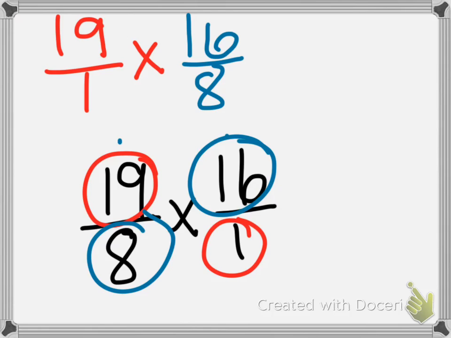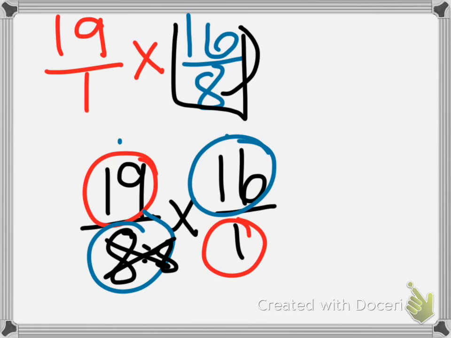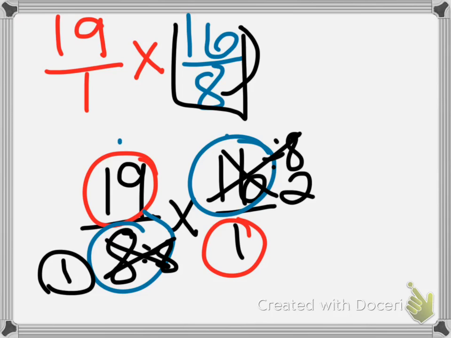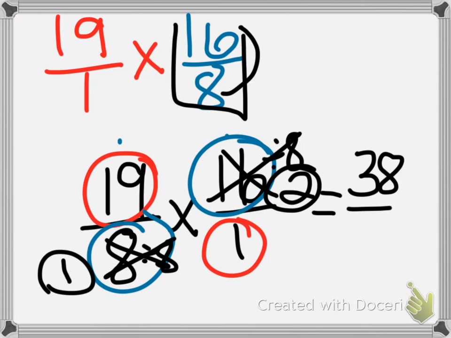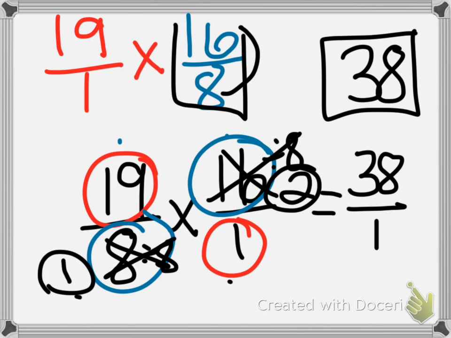That's why I'm able to do this. But I'm looking at this number right here, and I know that I can simplify that. I know that 8 can go into 8 one time. So 8 divided by 8 is my new one, a 1. And 8 can go into 16 2 times. Now what I'm left with is 19 times 2, which is 38, and 1 times 1, which is 1. That can be simplified into just 38.